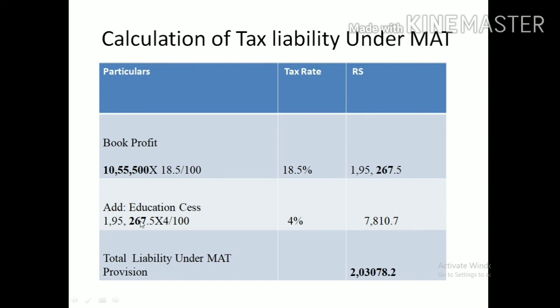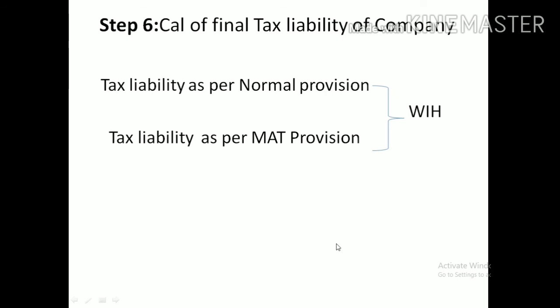Okay, then on this calculate tax liability at 18%, that is 1,95,267.5. On that calculate 4%, that is 7,810.5. Then you add, that is 2,03,078.2. This is the tax liability as per MAT provision. The next one, calculation of final tax liability, with the comparison of tax liability under normal provision and tax liability as per MAT provision, whichever is high.